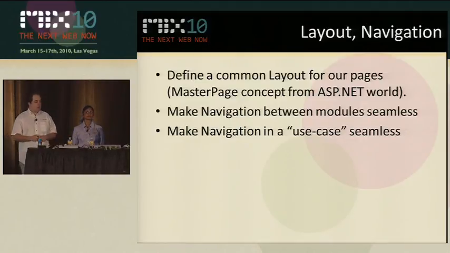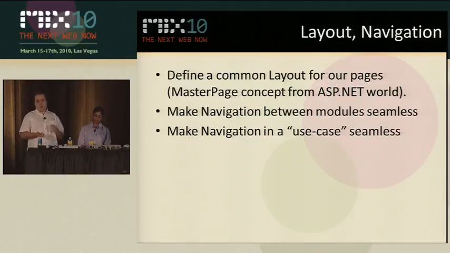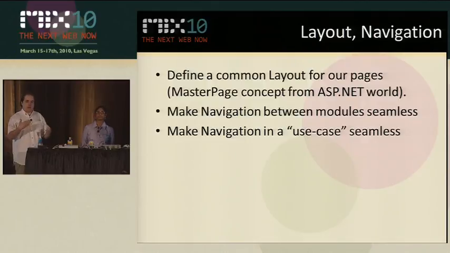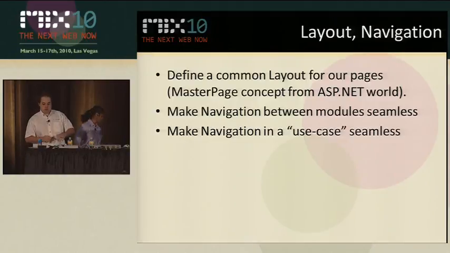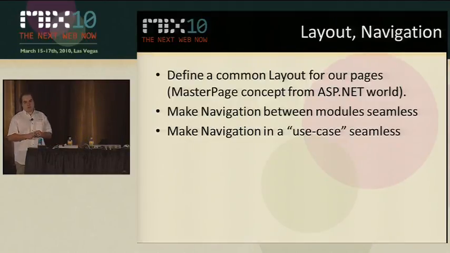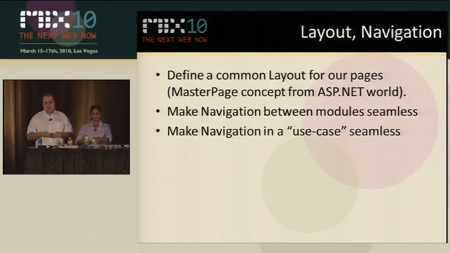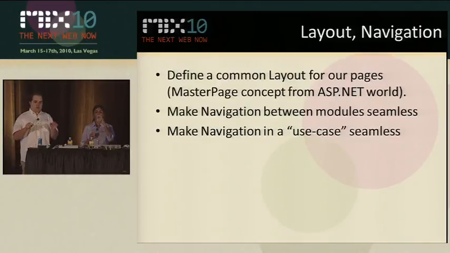Okay, so at this point, we have our Silverlight application up and running, but we don't really see anything. What we realized right away is that a lot of the people who are going to be working on Silverlight projects for us are going to be coming from an ASP.NET background. So we wanted to come up with some good common ways that you can move around in this application. What we've done is create a common layout, sort of like a master page concept from the ASP.NET world. We wanted to make navigation seamless between the modules. And we'll talk a little about something we call navigation within a use case, which is what we call a view frame, similar to a wizard step in the ASP.NET world.